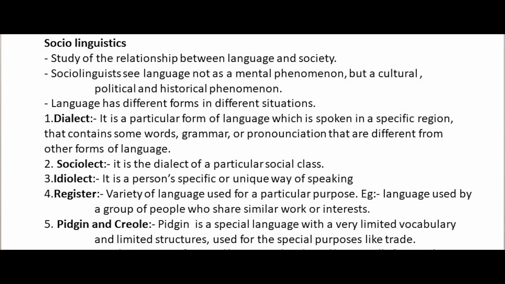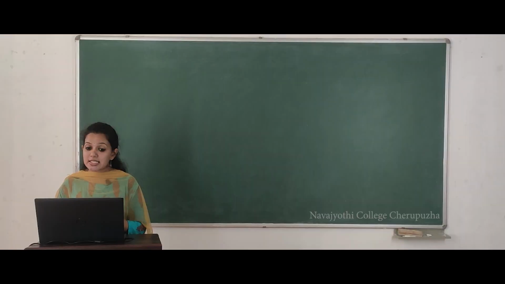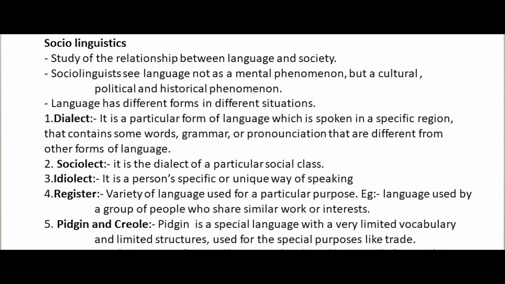So next one is Pidgin and Creole. In the case of Pidgin, it is a special language with a very limited vocabulary and limited structures. It is mainly used for special purposes like trade. And next one is Creole. Creole is a type of natural language that is developed historically from Pidgin.